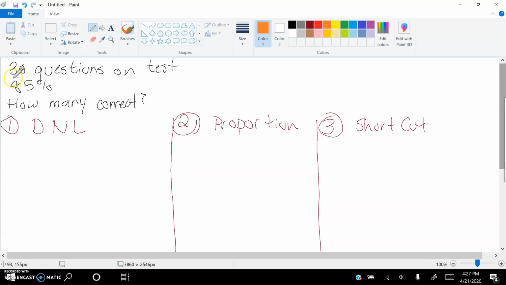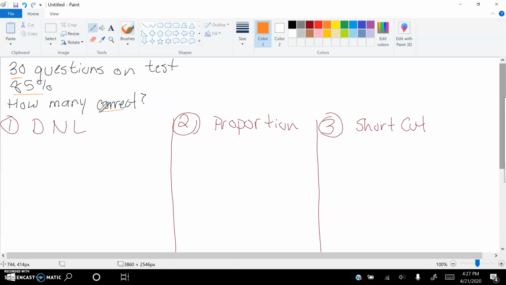First, we know that there were 30 total questions on our test. Next, we know that we got an 85%. So 85% of the 30 questions we got right. And we know that we're looking for the number of questions that we got correct.